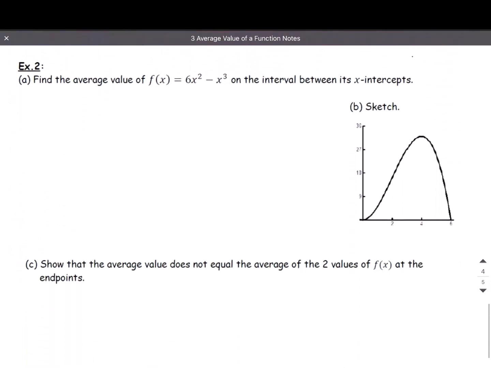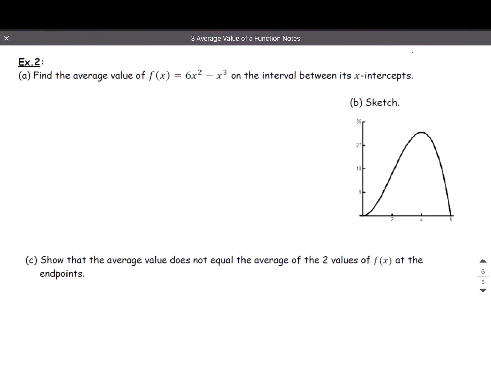Okay, one more example. Let's find the average value of f of x equals 6x squared minus x cubed on the interval between its x-intercepts. So the first thing is we need to find its x-intercepts. So to do that, we're going to take 6x squared minus x cubed, and set it equal to 0. I'm going to factor out the common x squared, which will leave me with 6 minus x equals 0. So my x-intercepts are 0 and 6. So that means we're looking for the average value on the interval from 0 to 6.